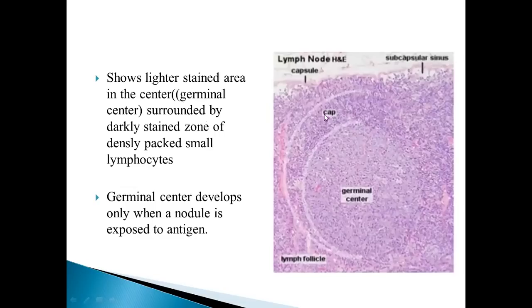If you observe the lymphatic nodule, it will show a lighter area surrounded by a darker area. The light and dark color of these areas depend on the amount of lymphocytes present. A lightly stained area will have fewer lymphocytes, and a darkly stained area will have darkly stained, densely packed lymphocytes. So here you will have a lightly stained area known as a germinal center surrounded by a darkly stained zone. The germinal center will appear whenever a nodule is exposed to antigenic stimulation.